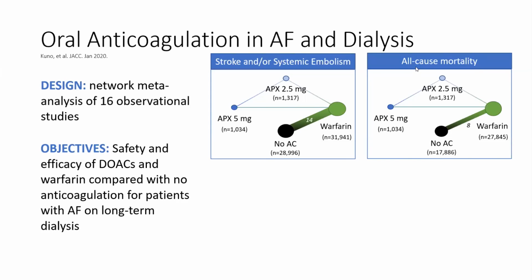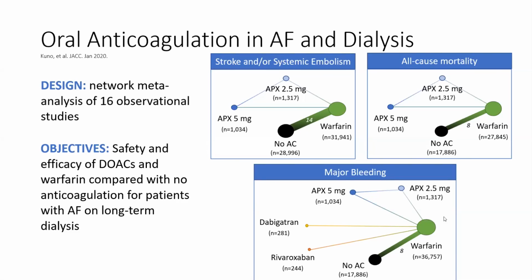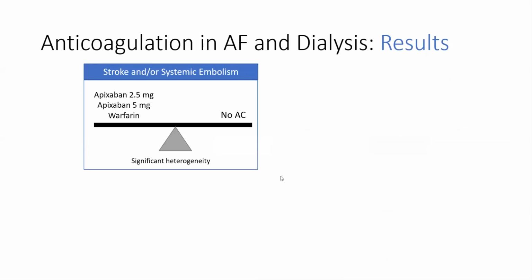For the outcome of all-cause mortality, there was a similar number of papers comparing Apixaban to warfarin or warfarin to no anticoagulation. And then for the outcome of major bleeding, they looked at several other papers that compared DOACs with warfarin. And what they found was this: Apixaban and warfarin did not reduce stroke or systemic embolism compared to no anticoagulation. So there was significant heterogeneity in these results.